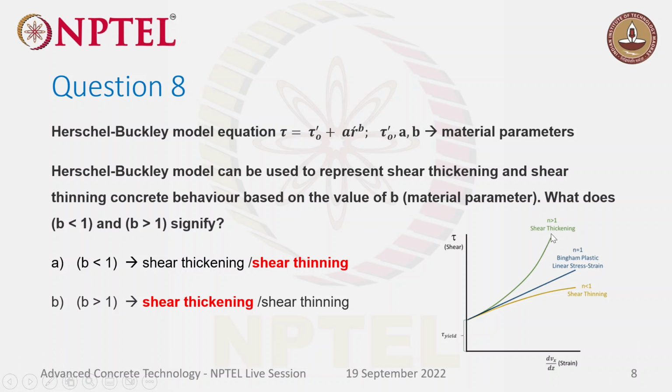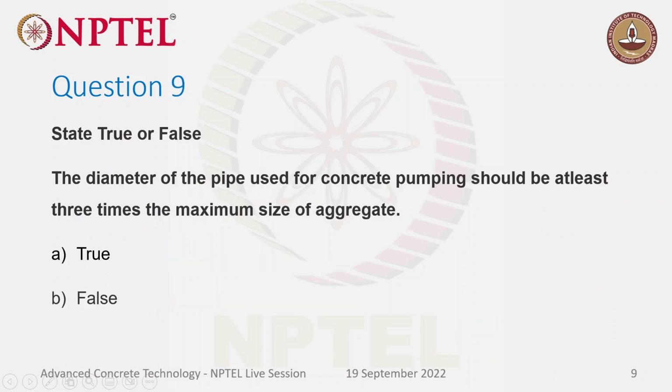But when it comes to shear thinning, the n value will be less than 1, and for shear thickening, the n value will be greater than 1. Sorry, here it's given as n, but whatever parameter I have given is B: B will be greater than 1 for shear thickening, and B will be less than 1 for shear thinning. Okay, now let's get to question 9.